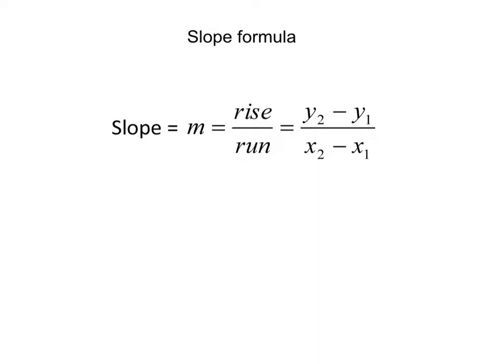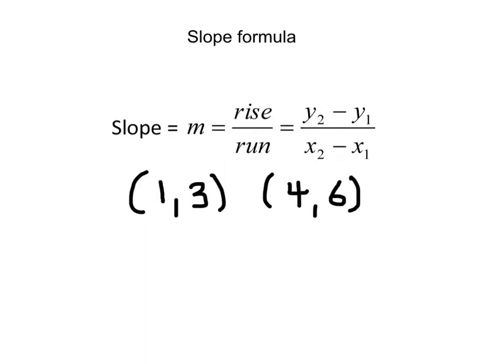Hello, tonight our lesson is on the slope formula. The slope formula allows us to calculate slope without actually having a graph of the line. In order to use the slope formula, we just need 2 points that are on the line. So for instance, let's say I had the points x equals 1, y equals 3, and x equals 4, y equals 6.